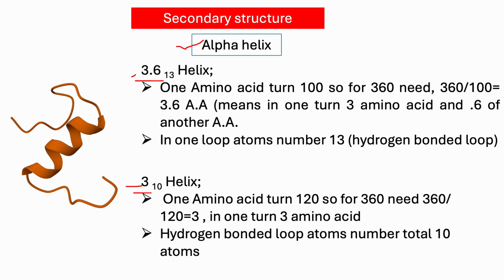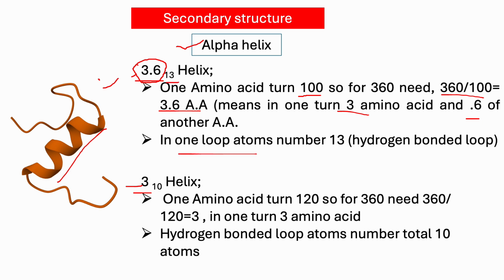Let's talk about the 3.6 13 helix, what it means. In the alpha helix, 3.6 13 helix means there are 3 residues and 0.6 of another residue, and the angle between them is 360 divided by 3.6, that is 100. That means each amino acid turns 100 degrees to complete this structure. 360 divided by 100 gives 3.6 amino acids, containing 3 amino acids and 0.6 of another. I'll show it later. And what about the 13?